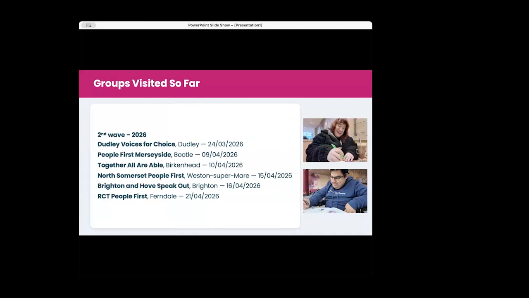So if we could have the next one, I think that's all 2025. So this is the second wave. And the most recent one was RCT People First in Ferndale in Wales. So that was 2 days ago. Usually I ask for there to be 6 people in the meeting. So we're trying not to have a great big session where it's hard to hear the individual voices. The quieter people don't get a chance to speak. Okay, Holly, if you could take that one down, that'd be great. Thank you. So at the moment, it's 136 people I've spoken to, mostly in groups of 6.